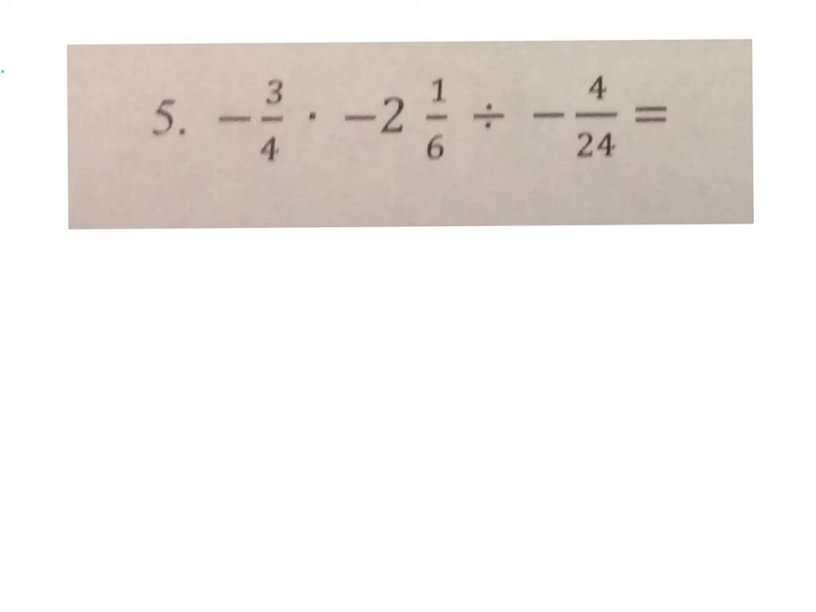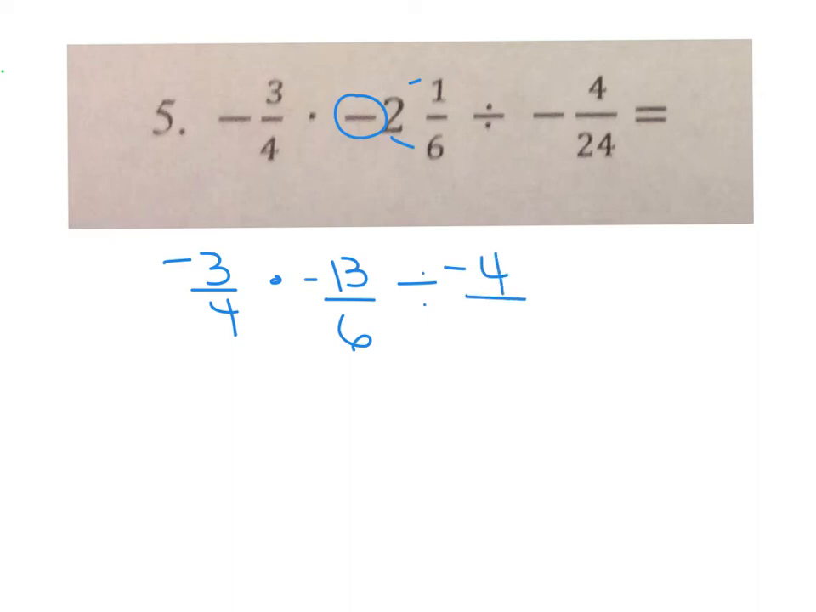Okay, number 5 on the exit card. We have negative 3/4 times negative 2 and 1/6 divided by negative 4/24. So the first thing I'm going to do is leave negative 3/4 alone. I'm going to change my mixed number, negative 2 and 1/6, to an improper fraction. 6 times 2 is 12, plus 1 is 13. So I have 13 over 6, but because it's negative, I'm going to make sure I put the negative in the problem. And then I have divided by negative 4 over 24.